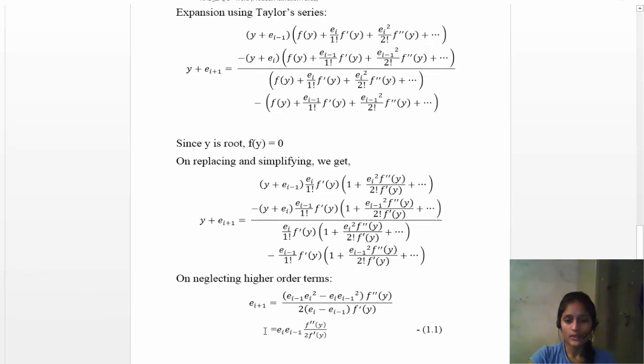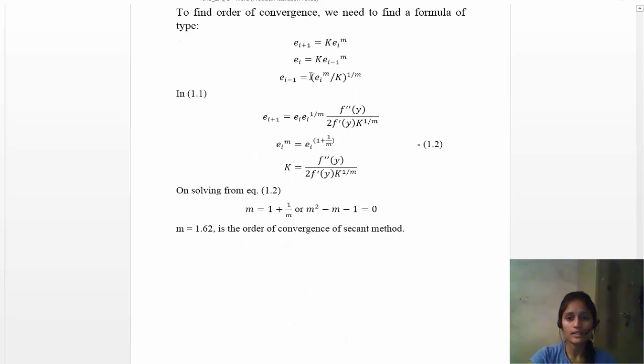From my last equation I can see the e i minus 1 term here, so I can replace this term in my equation and get some equation like this. Since this term is constant, I can leave it and compare only these terms. So on comparing these terms we can see that m is equal to 1 plus 1 by m. So finally we get some equation like this, and on solving this equation we get the value of m as 1.62. So it is the theorem for finding the convergence order for secant method.